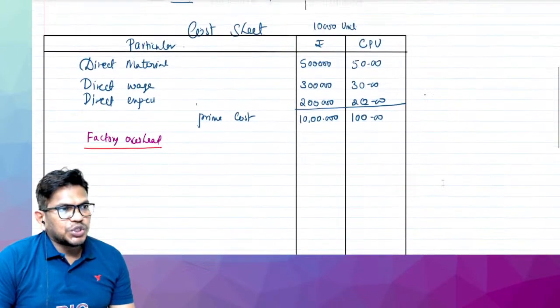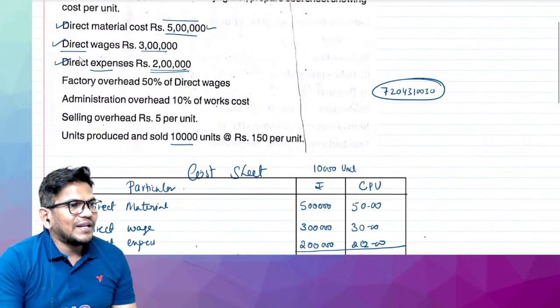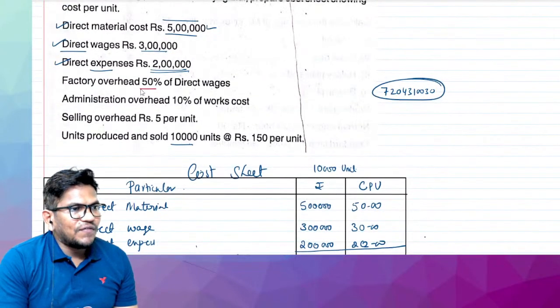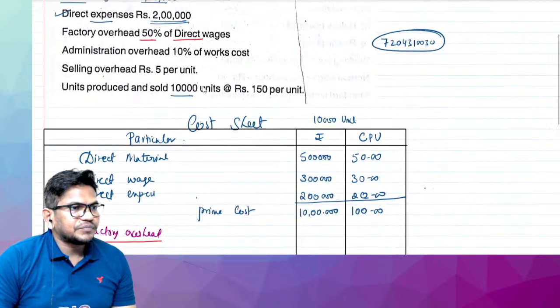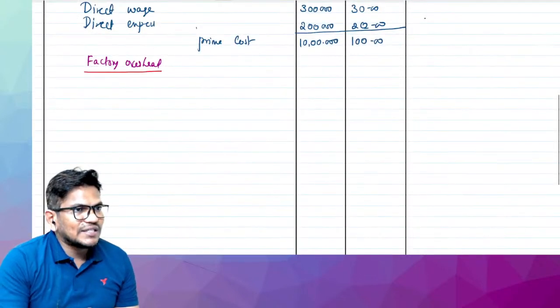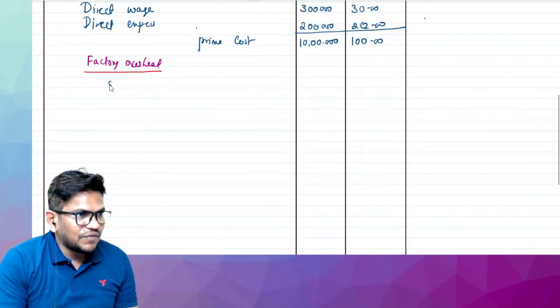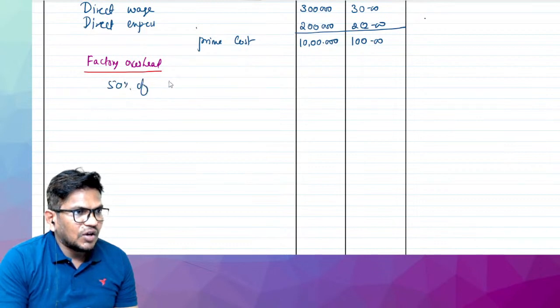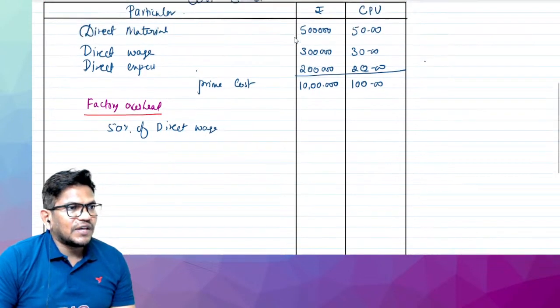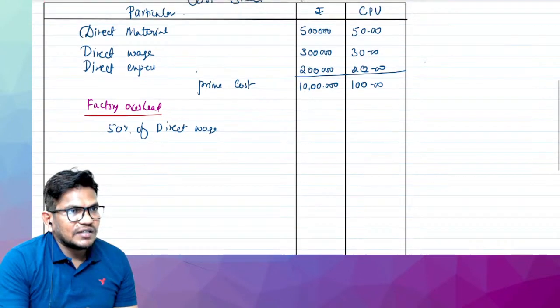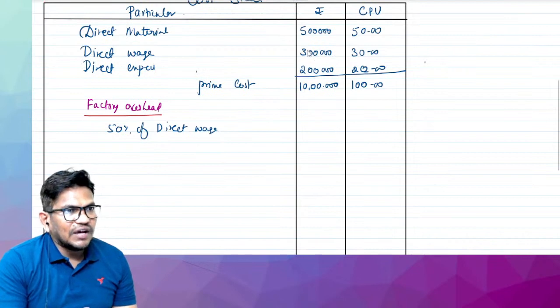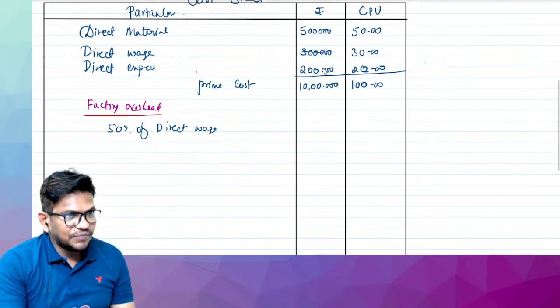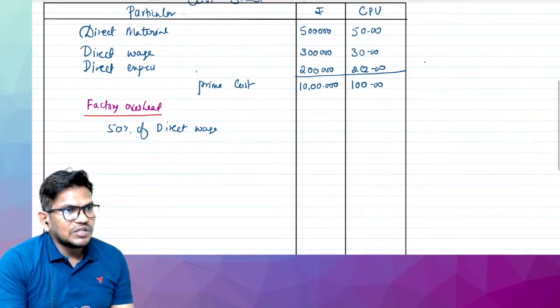So guys, this is the question you will get for 5 marks. What it says, factory overhead 50% of direct wages. How much direct wages we have? See here, bachcho, here we have 3 lakh rupees is the direct wages, correct? Yes or no? 3 lakh is the direct wages.